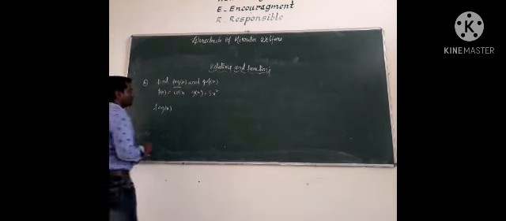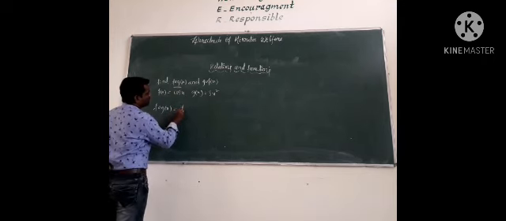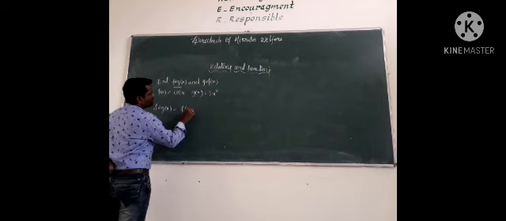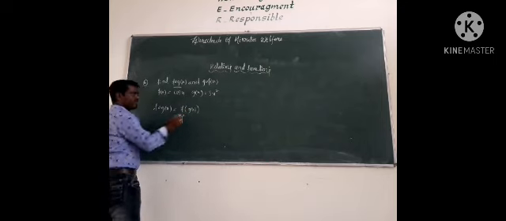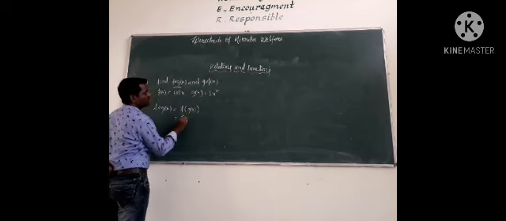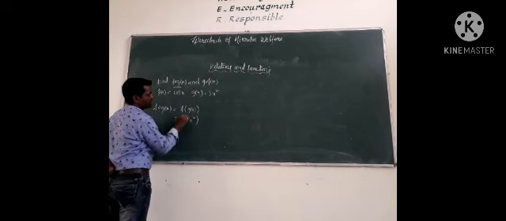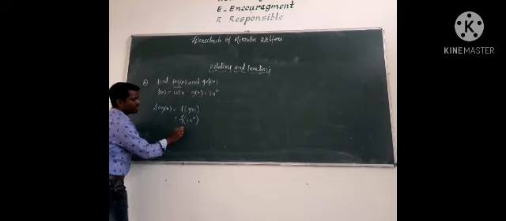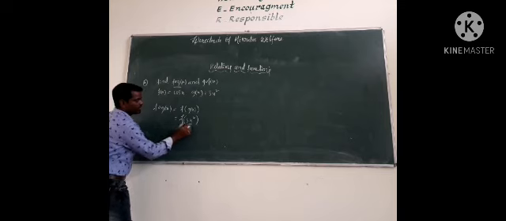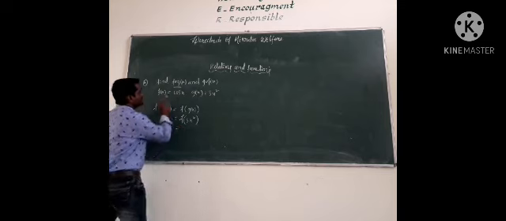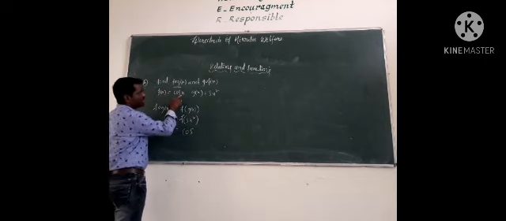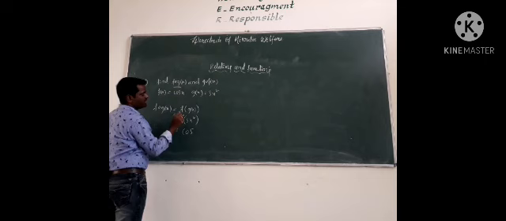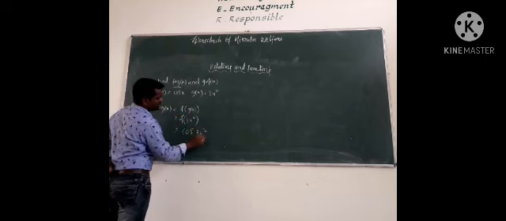Yes, it means f of g of x. Now f same, g of x is given 3x square. Now it becomes f of x. Okay, f of x is given cos x. Cos same, x you can replace x by this 3x square.